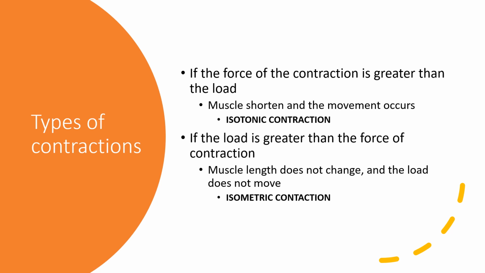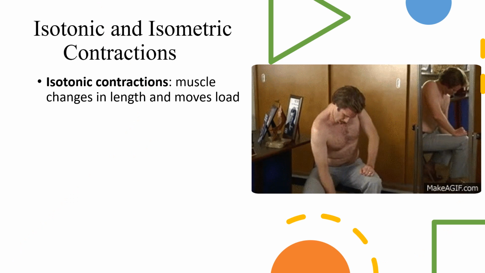So if you go to your wall and try to push on your wall as hard as you can, you will be contracting your muscles. You will not be moving anything. And your muscle is actually not going to change in length. And this will be called isometric contraction.